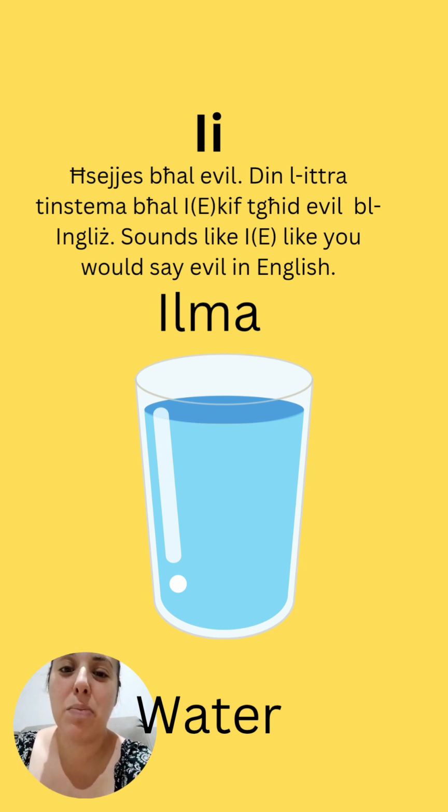Okay. I. Din il-litra tisema pal I. Kif tgħid evil bil-Ingliż. This letter I, okay, you're using the long I sound. I. Okay. So it sounds like you're saying evil in English. So per esempio, il-ma, water. Il-ma. I. Okay.